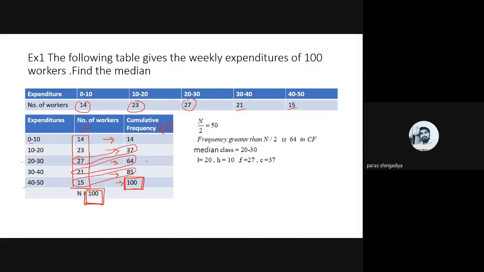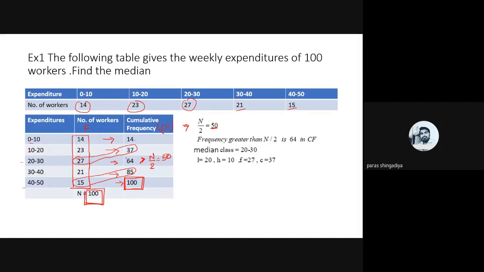Clear? So check the CF, and now in the next step, find n by 2. n by 2 means 100 by 2, and 100 by 2 is equal to 50. Which cumulative frequency is just greater than n by 2? First is 14, next is 37, then after that 64. So 64 is the cumulative frequency which is just greater than n by 2, which is 50. Clear? So 64 is greater than 50.